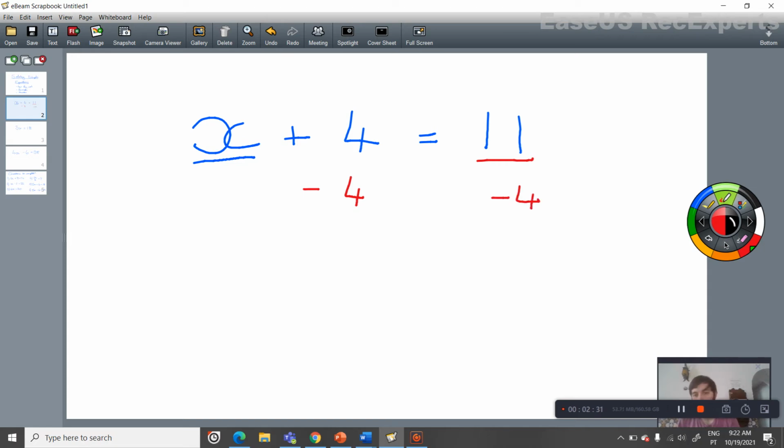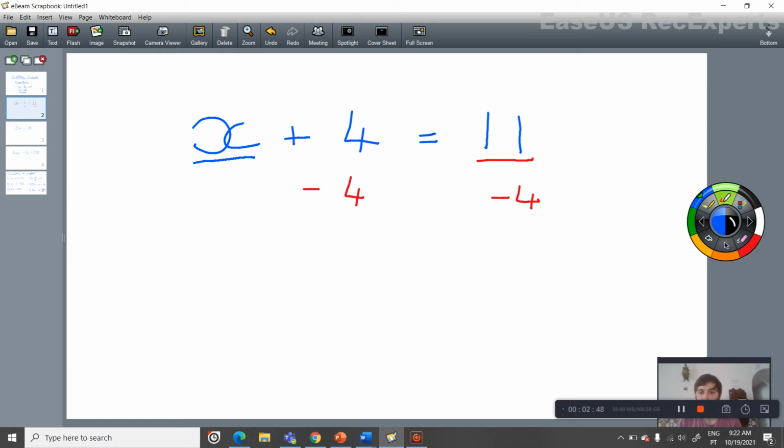I didn't really explain why I was doing that, but it's because we're doing the opposite. If we have x add 4, we're going to take away 4. And to keep both sides equal, we do it to both sides. Okay, so let's see what happens.